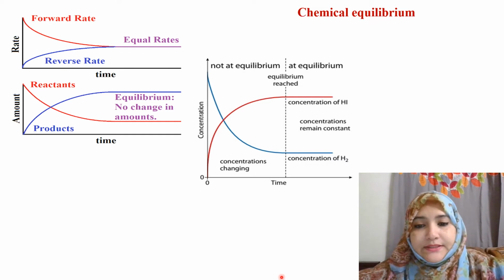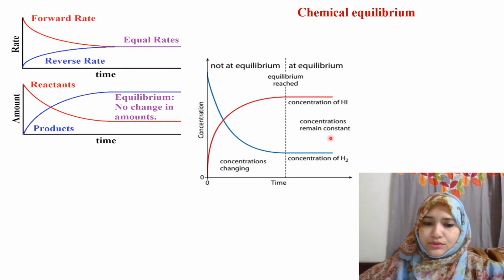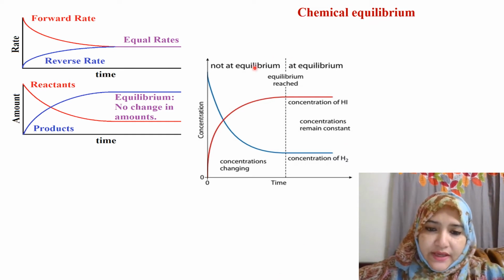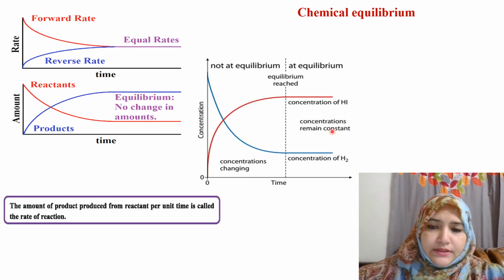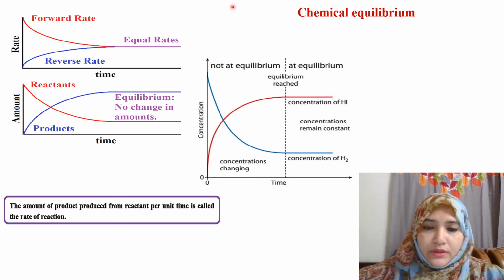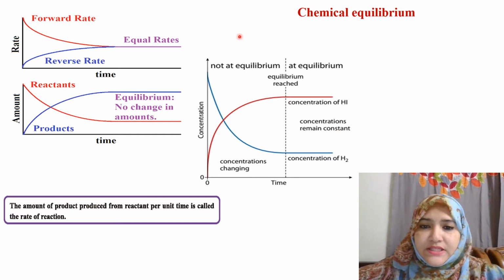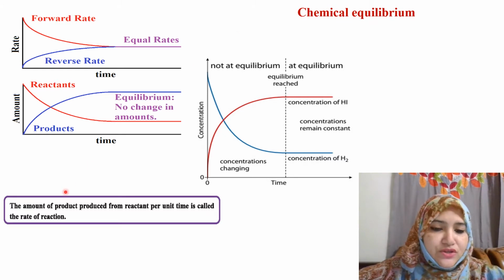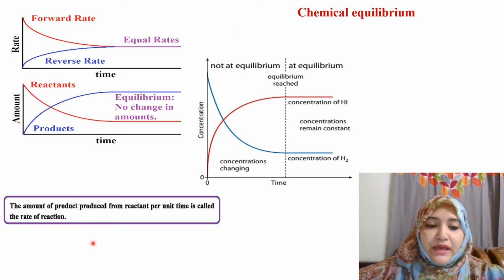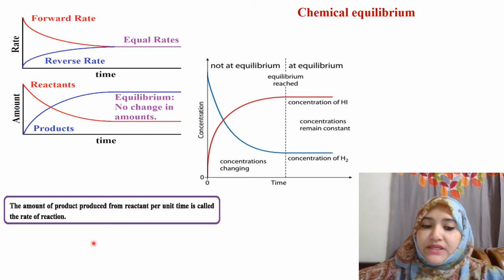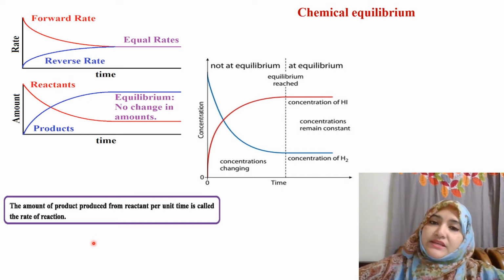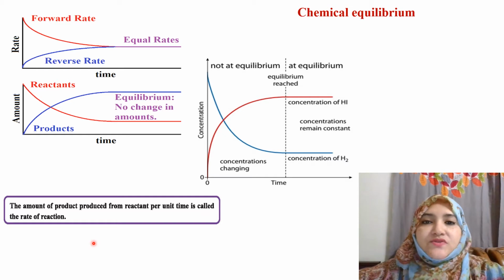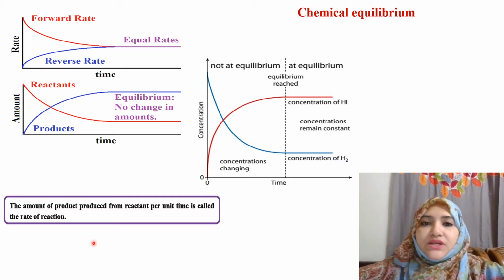Now look at this second graph. We have discussed the rate of reaction, and this is the definition: the amount of product produced from reactants per unit time is known as the rate of reaction. Important question: what is the rate?